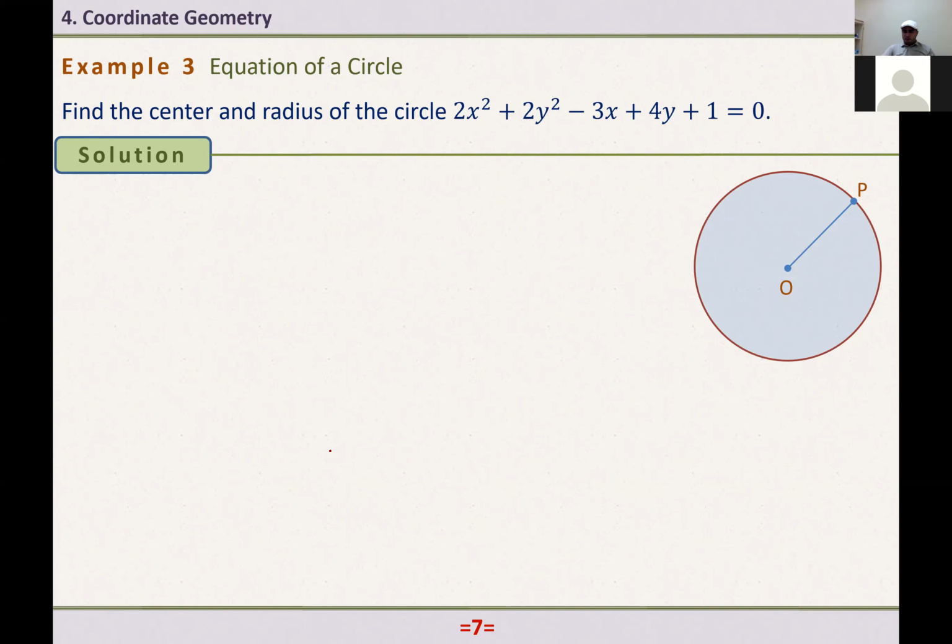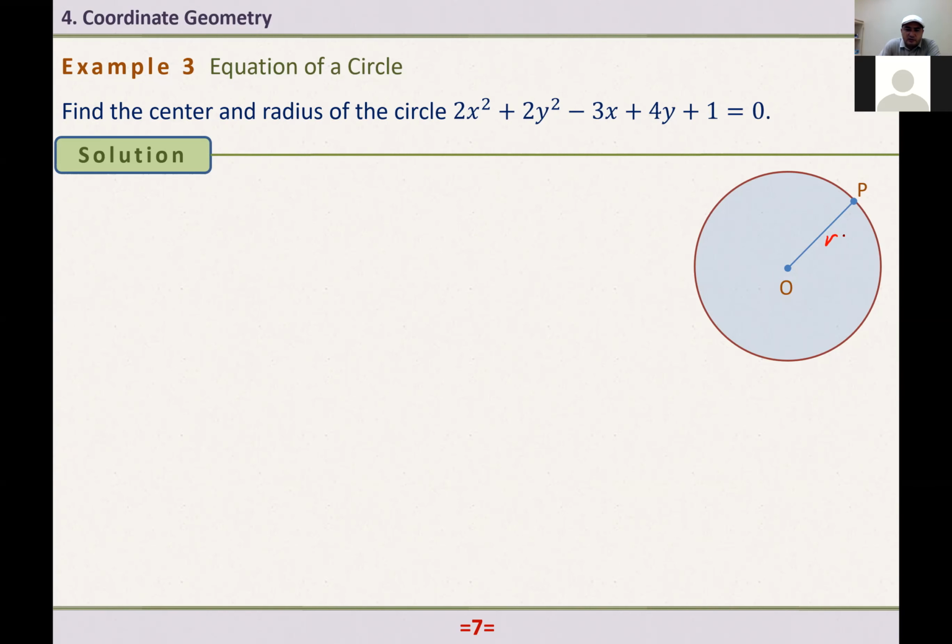Actually, the question says, find the center. It means the coordinates of the center and the radius of the circle, right? So we need to find this O, and we need to find, what is it? R.